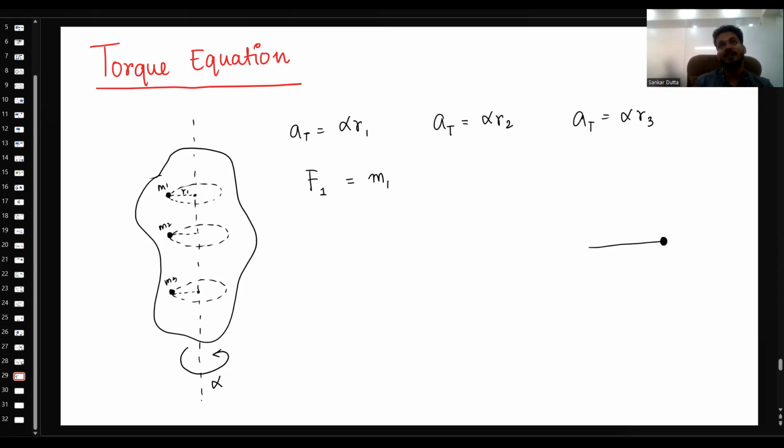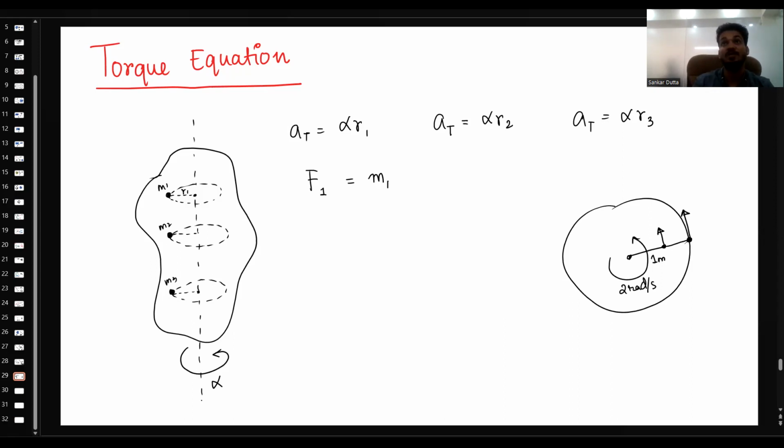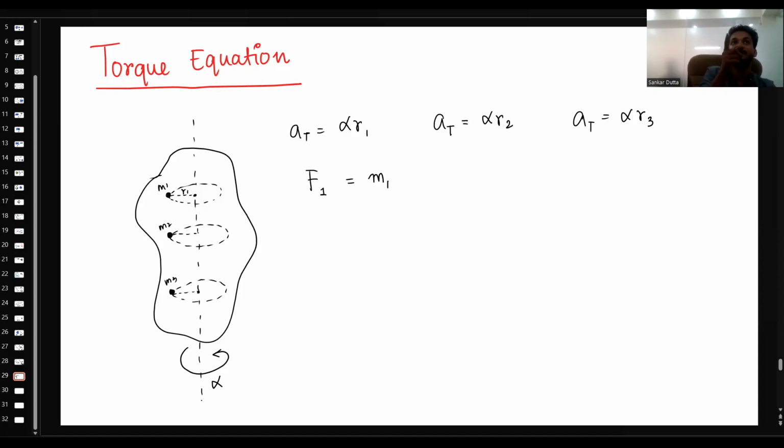For example, if a disk like this is rotating with some omega, let's say 2 radian per second, a particle at a distance of 1 meter will have how much velocity? 2 meter per second, right? But if you take a point at 2 meters from the center, what will be its tangential velocity? 4 meter per second. So when a body is rotating, it's not necessary for all the particles to have the same velocity, but it is necessary to have the same angular velocity. I hope that makes sense. You should note it down in your own words because I'm not writing it. Chances are you will forget.